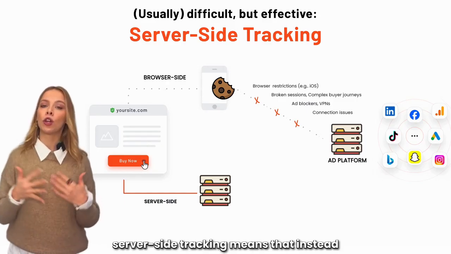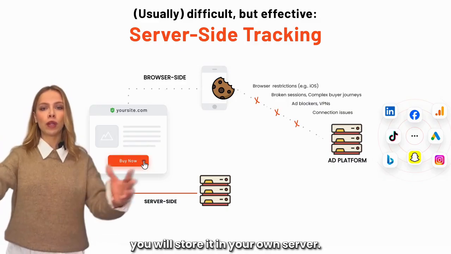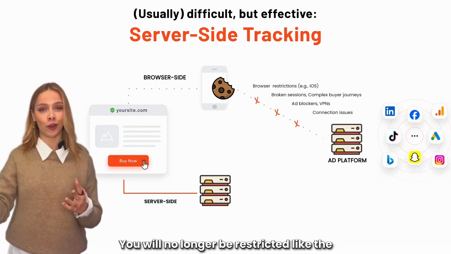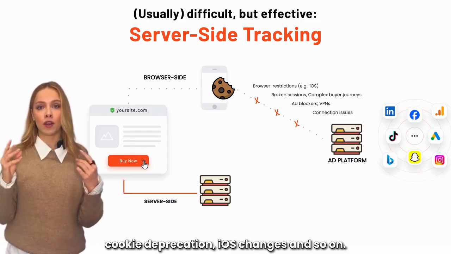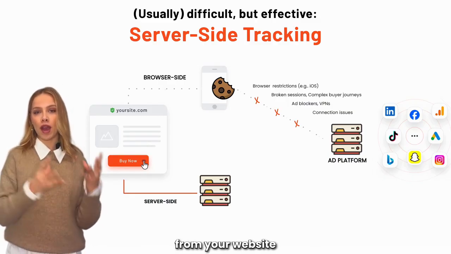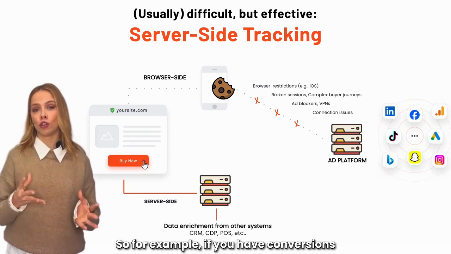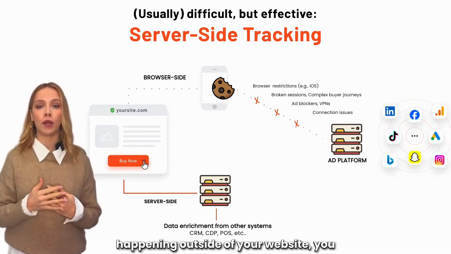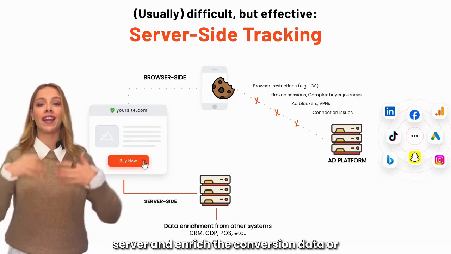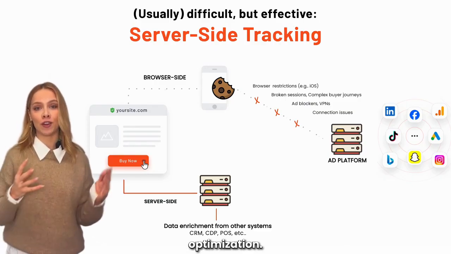In practice, server-side tracking means that instead of storing the data in the client-side cookie, you will store it in your own server. You will no longer be restricted like the third-party cookies are with ad blockers, cookie deprecation, iOS changes, and so on. The data that you are collecting from your website can also be enriched inside the server. So, for example, if you have conversions happening outside of your website, you are also able to bring those to the server and enrich the conversion data or even use offline conversions for ad optimization.